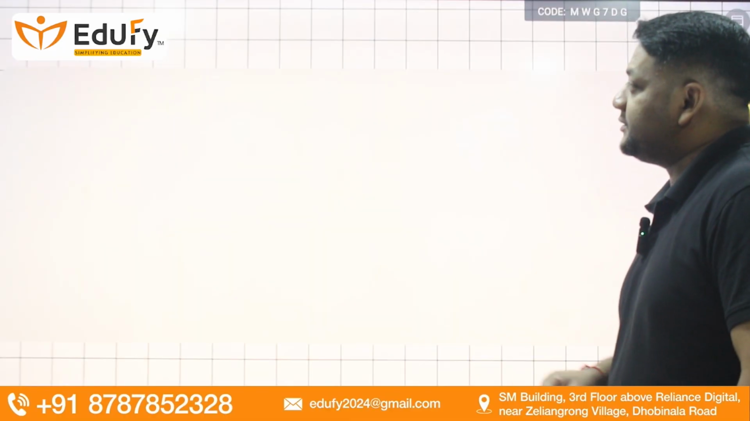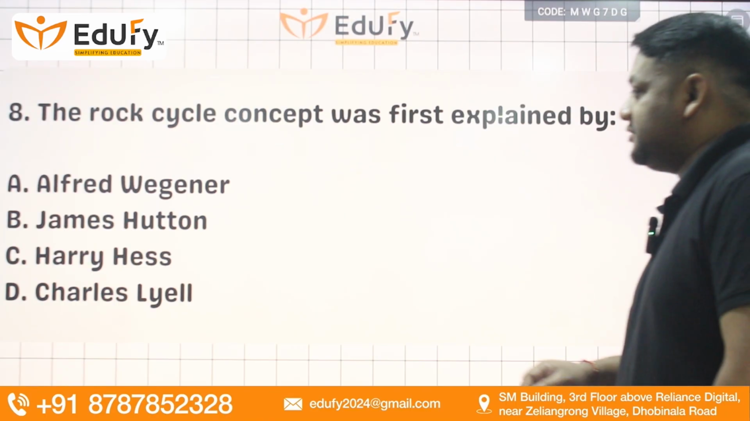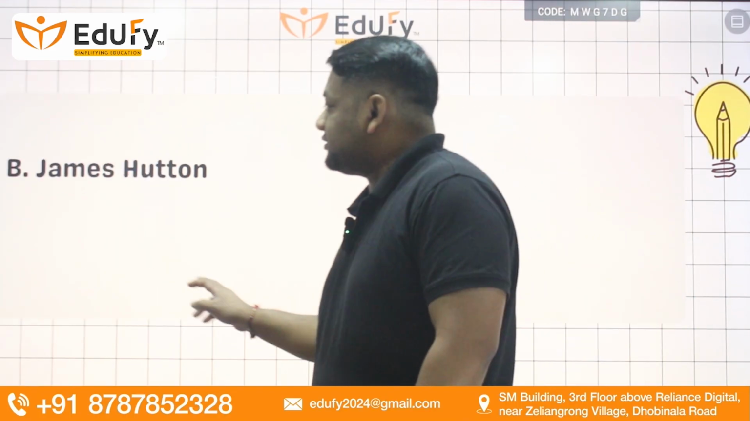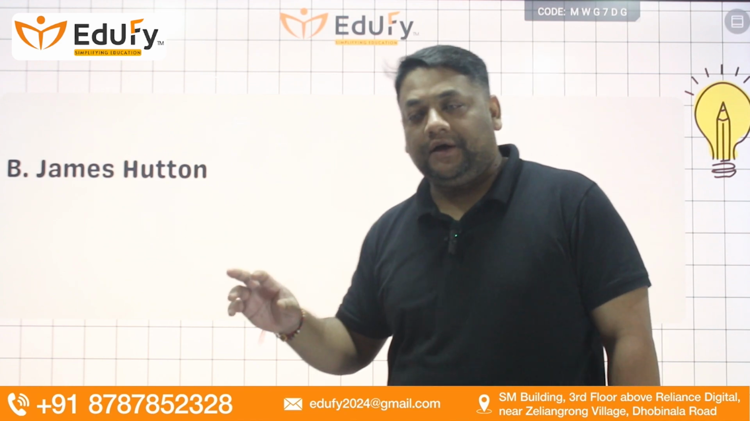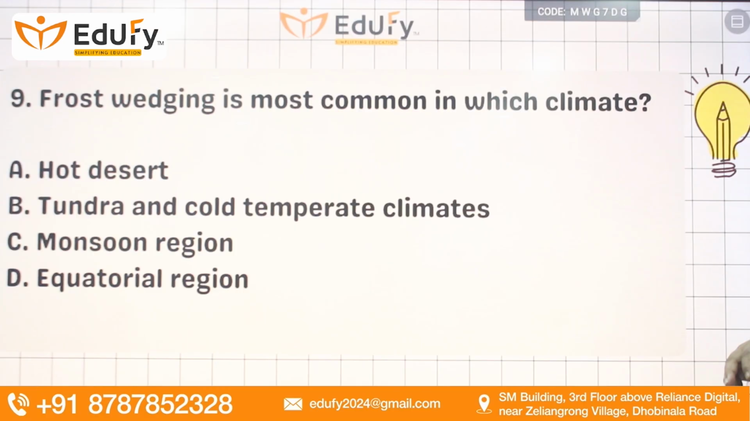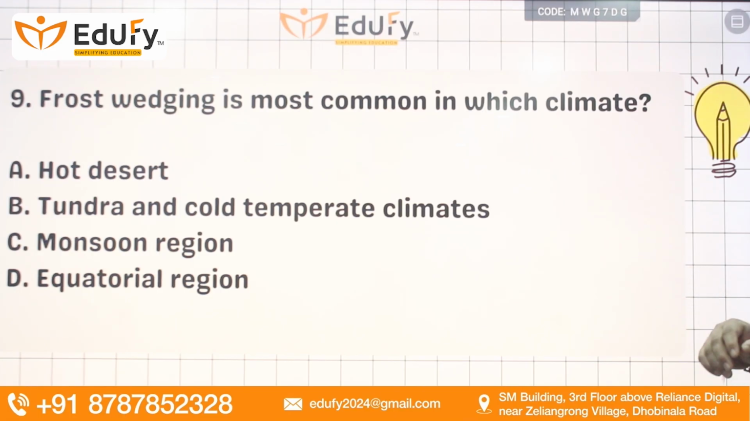Okay. Next, the rock cycle concept was first explained by Alfred Wegener, James Hutton, Harry Hess, or Charles Lyell. The cycle was first introduced by James Hutton. So, always remember this name. Next, frost wedging is most common in which climate? Hot desert, tundra, cool temperate climate, monsoon region, equatorial region.